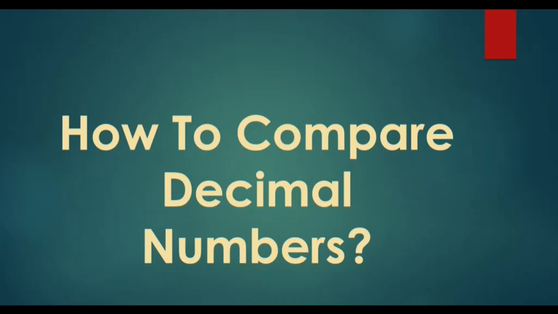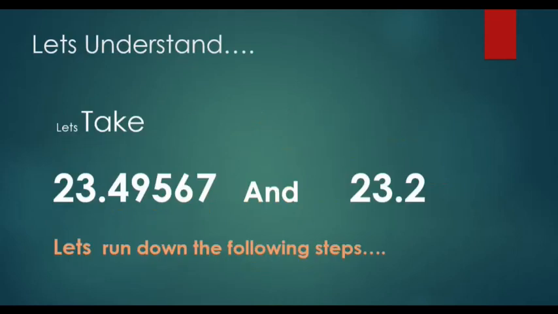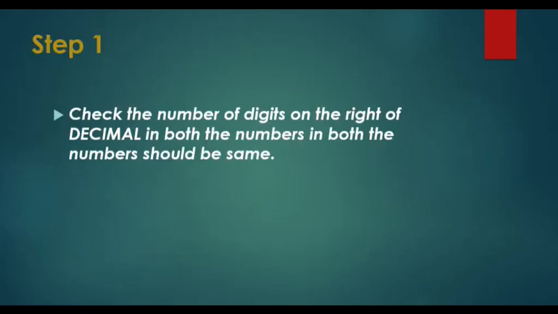Coming to the next topic, how to compare decimal numbers. Let's take an example: 23.49567 and 23.2. To compare the numbers, let's go through the following steps. Step 1: check the number of digits on the right of the decimal in both the numbers, and they should be the same.